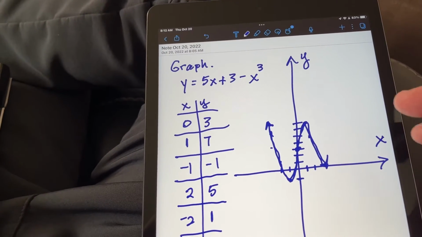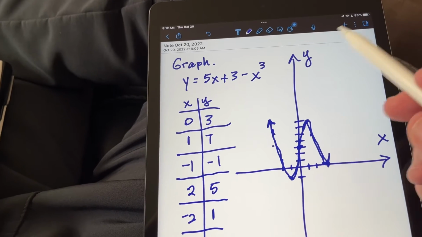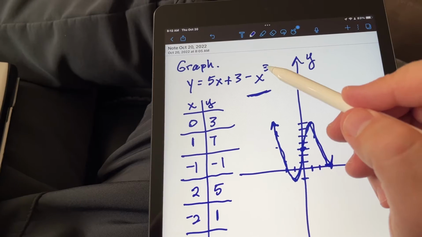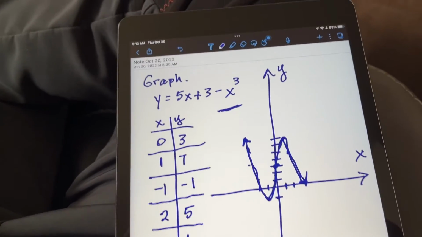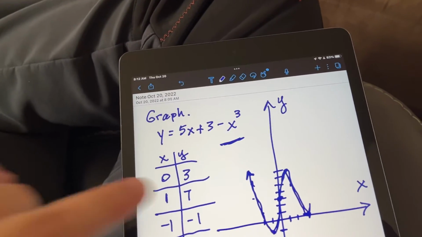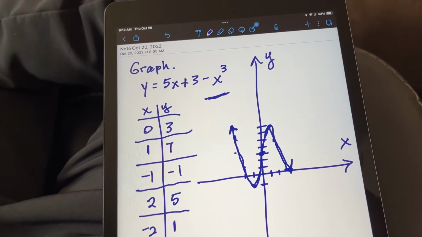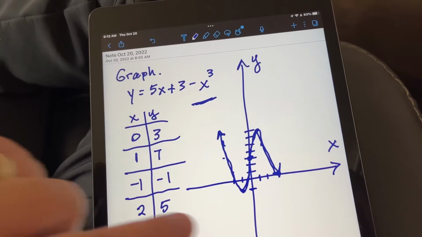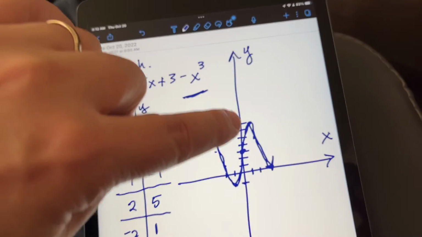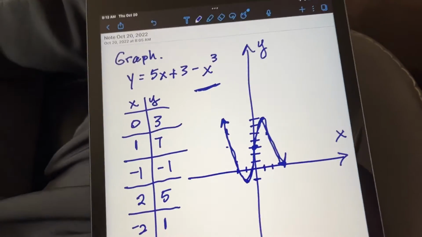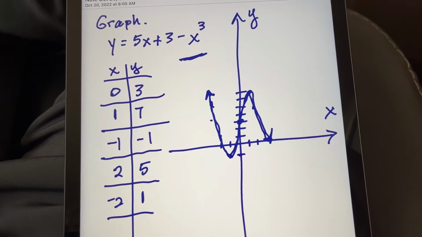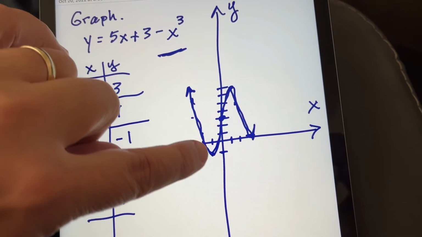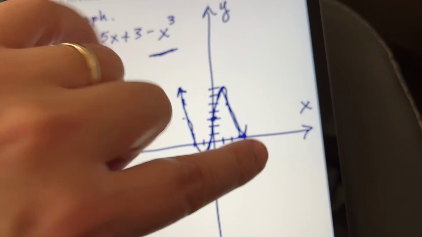So that's one of the things you can do. Now there's a couple things. First of all, you should notice that when you have a negative x to the third power, or an x to an odd power and it's negative, then this is going to be the shape that you have. If it were a positive x cubed, then it would come this way and go like that. So keep that in mind. When you have a negative x cubed, it's going to decrease and then increase and then decrease.